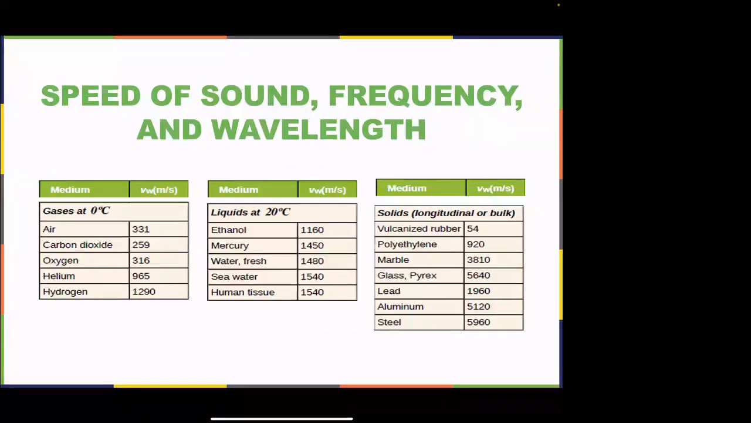Here are some different speeds of sounds. Here you can see air. This is at 0 degrees Celsius. And we'll show you how to convert that, but air is 331. And then look over here in solids, how much faster it is. Steel is 5960. That's fast, twice as fast as in air.